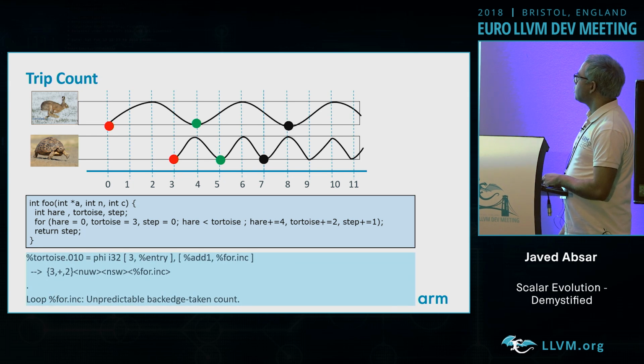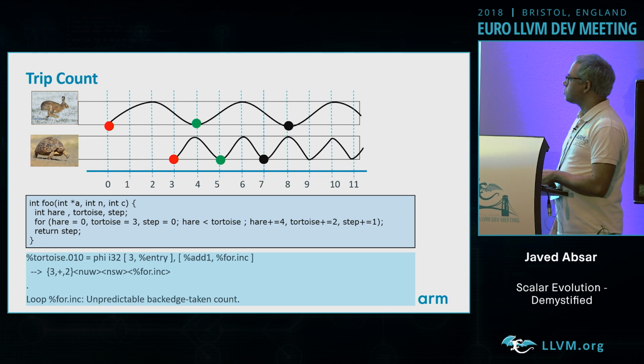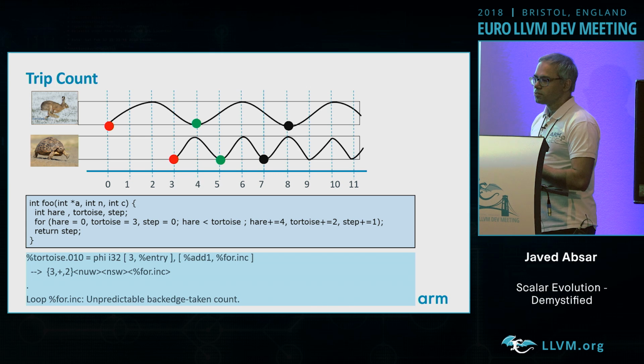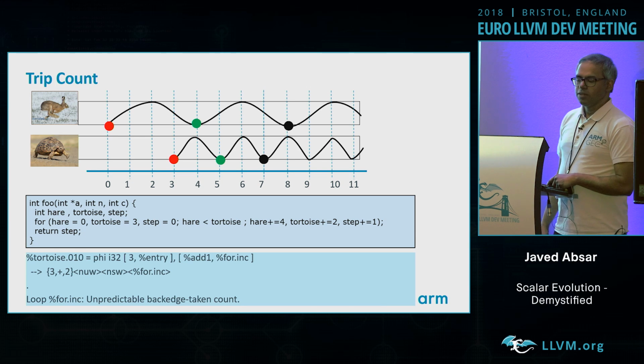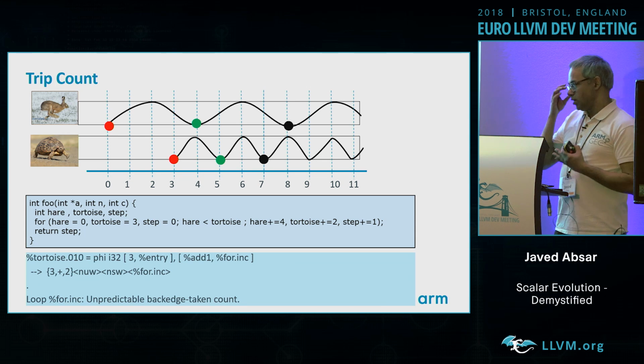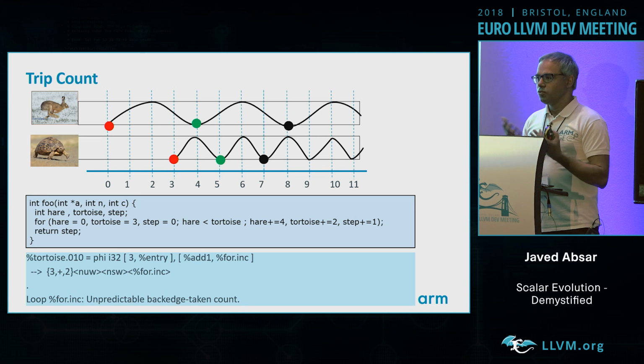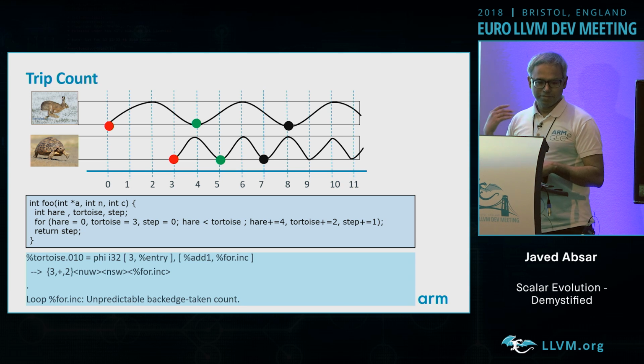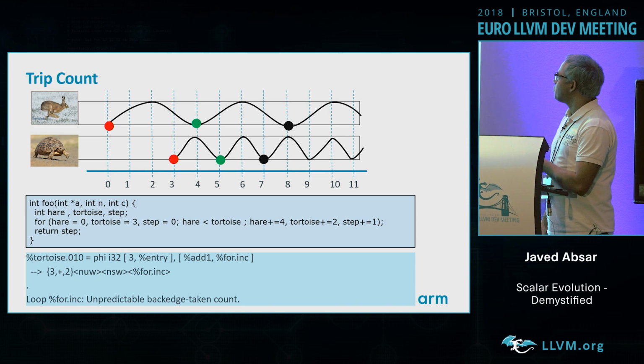If you ask SCEV analysis, what's the backedge-taken count? It says unpredictable. Not really unpredictable, right? Just 1, 2, 3. Now, LLVM and SCEV are themselves evolving. So this is currently not possible, but one of you may want to go in and write a patch that gives you the value that you wanted here.